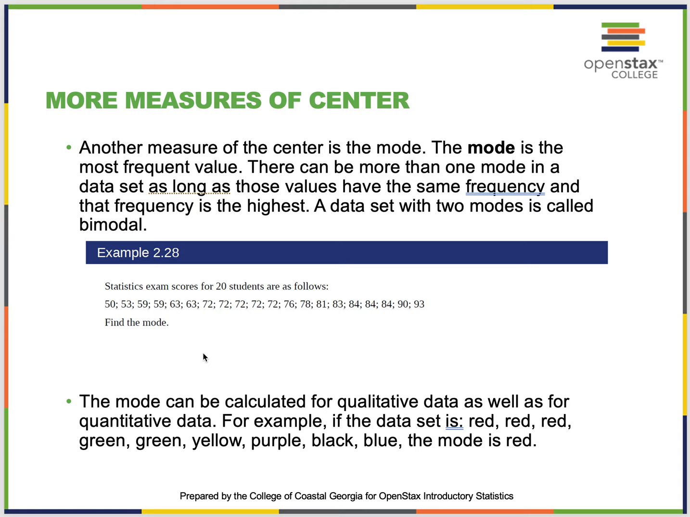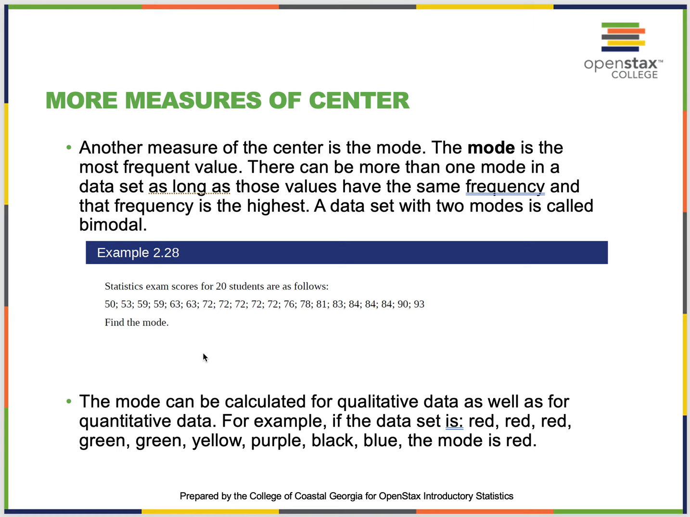Mode can be used for qualitative data. It's the only measure of central tendency for qualitative data. So if the data set is, what color shirt are people wearing? Red, red, red, green, green, yellow, purple, black, blue. Red is the mode, it occurs most often.